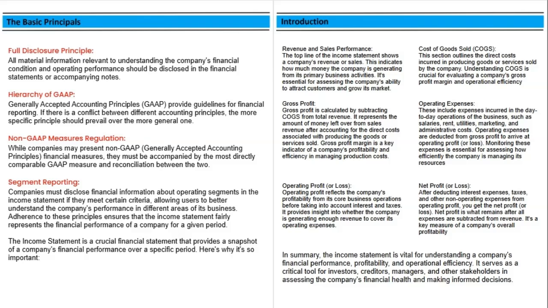Lastly, we have segment reporting. Companies must disclose financial information about operating segments in the income statement, if they meet certain criteria. This allows users to better understand the company's performance in the different areas of its business. The key benefits of segment reporting include improved transparency into individual divisions, product categories, or geographical units, and more informed capital allocation based on segment operating metrics.